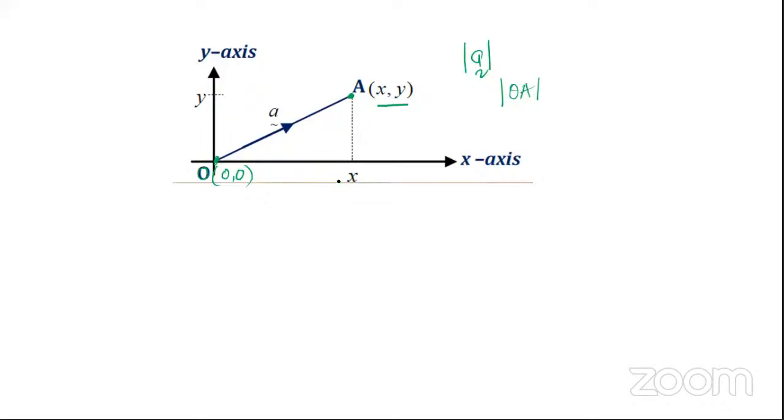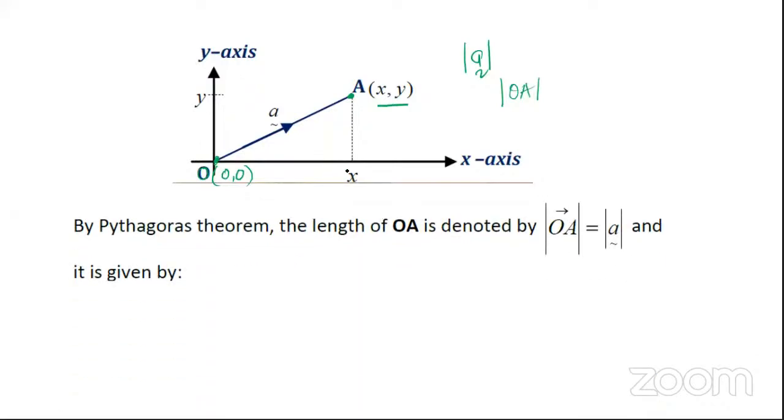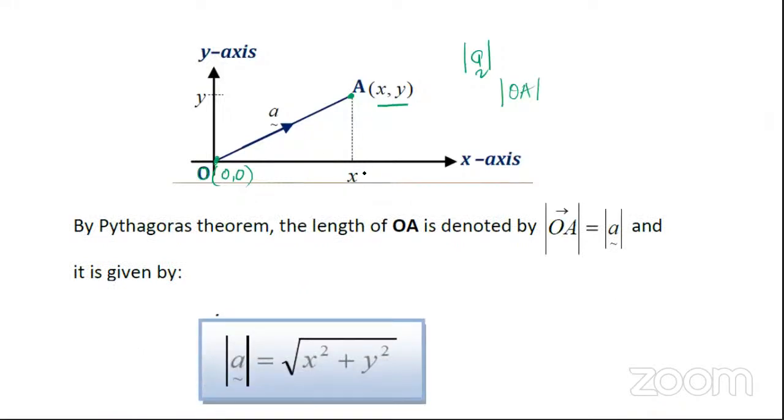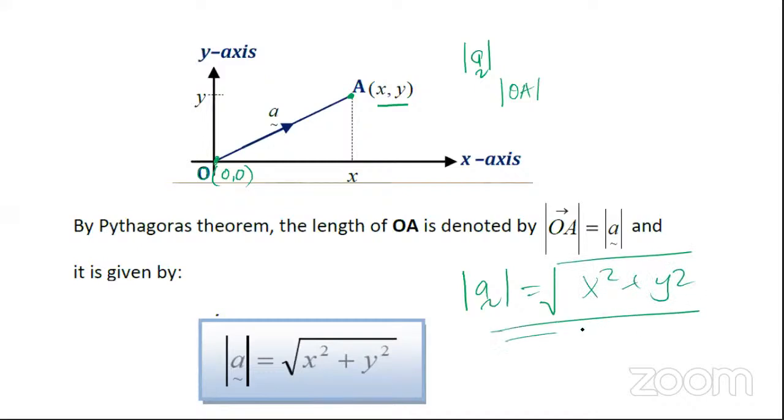So how do we get it? We always get it by the Pythagoras theorem. We may not go into the details, but the final bit we need to know to calculate the magnitude is the square root of x squared plus y squared. This is what we need to know, but it is generated from the Pythagoras theorem.